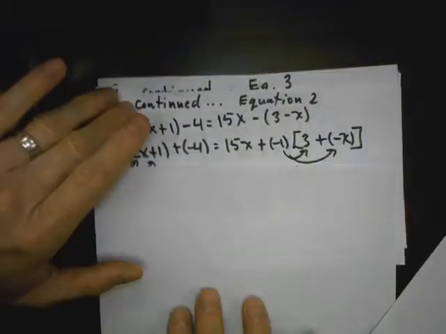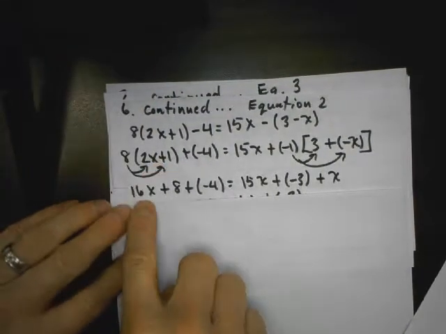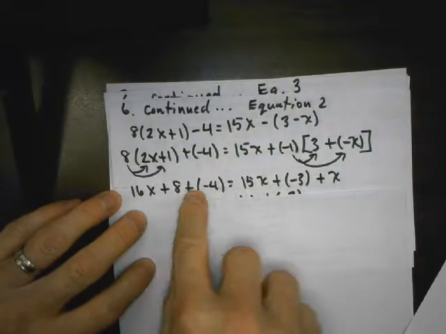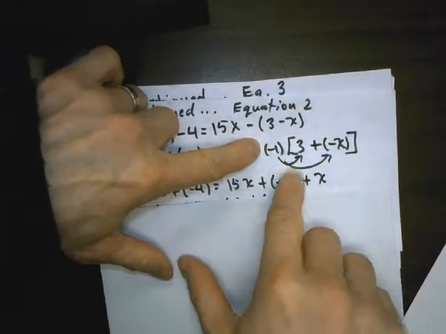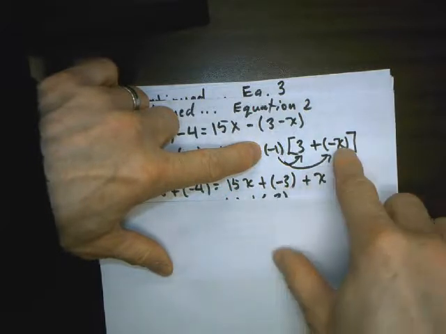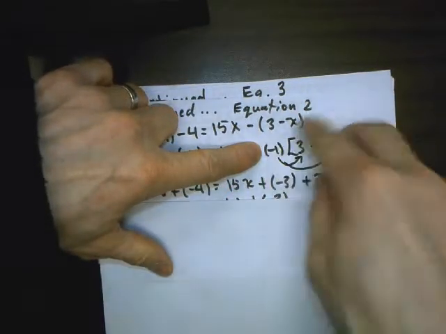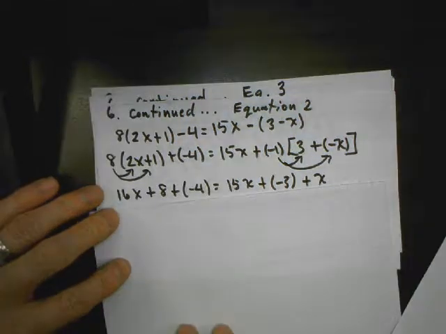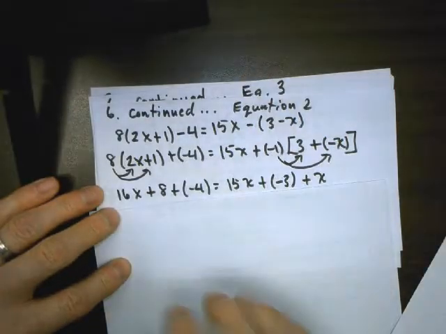Then I distribute. 8 times 2x is 16x. 8 times 1 is 8. Copy the rest that I'm not using. Negative 1 times 3 is negative 3. Negative 1 times negative x. Negative times negative is positive. That gives me positive x. So we distribute, combine like terms now.